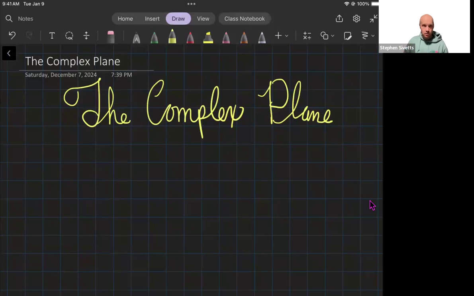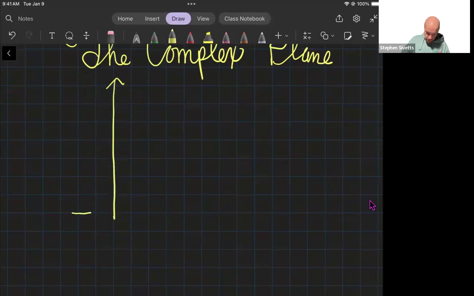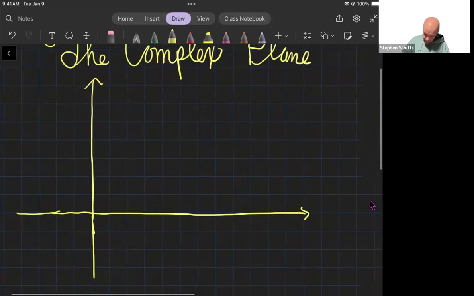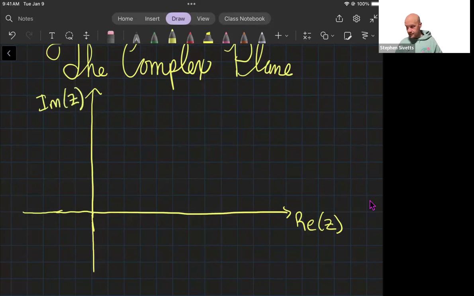In this video, we're going to go over the complex plane. I went over this in the last video, but I want to go over it in a little bit more detail. Here is what the complex plane looks like. I'll draw this in the first quadrant. On the x-axis, this will be the real axis of a complex number z. And the y-axis, we'll label as the imaginary axis, the imaginary component of z.